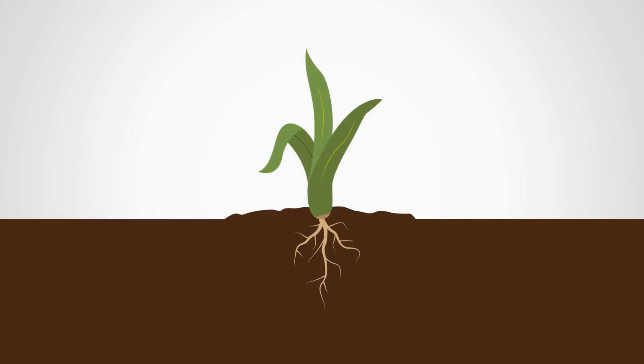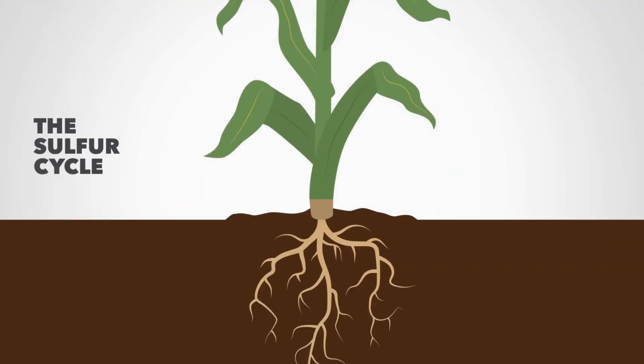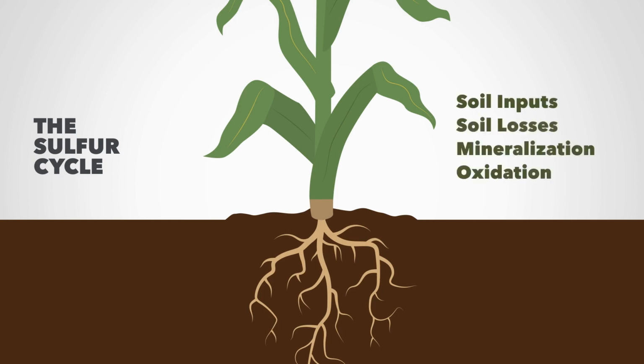Without sulfur, plants can't perform basic functions or complete their life cycle, which directly affects a crop's yield potential. Understanding the sulfur cycle can help manage and maximize fertilizers and soil nutrients in your fields. Phases of the sulfur cycle include inputs to the soil, losses from the soil, mineralization, oxidation, and plant uptake.